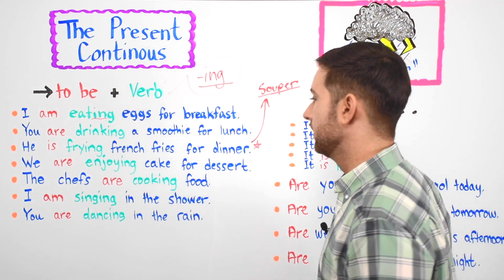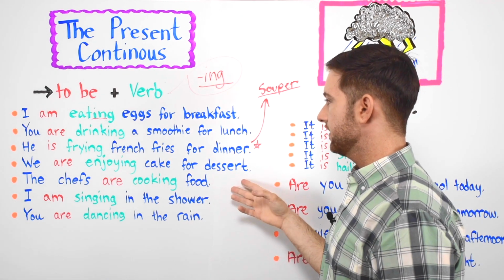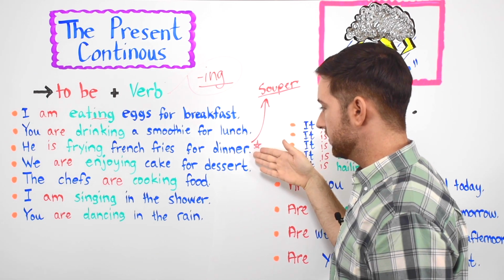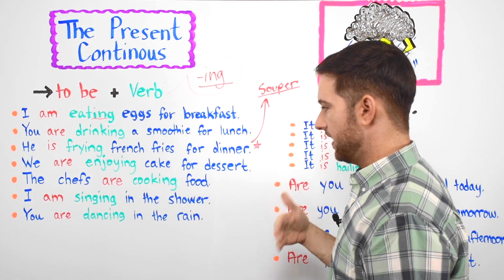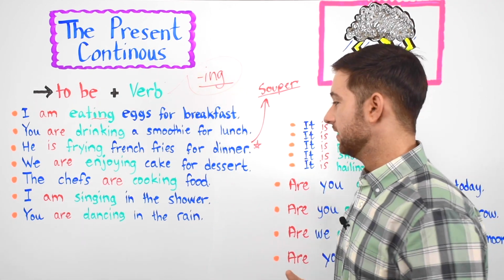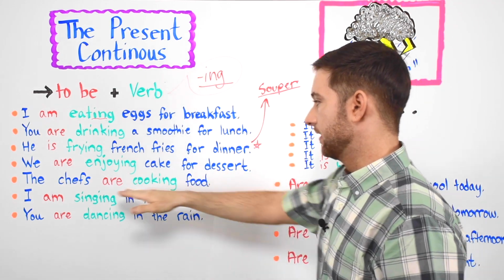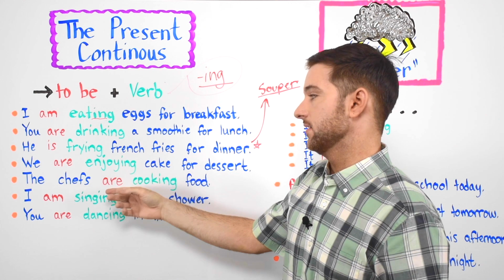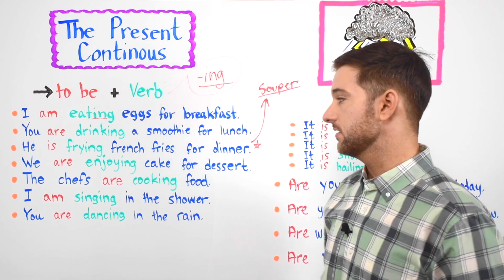You can hear that. And then next we have, we are enjoying cake for dessert. Okay, so the first meal of the day is breakfast, and then lunch at noon, and then dinner in the evening or at night, and then dessert. Dessert is like cake, ice cream, pie, something sweet, a lot of times chocolate. So breakfast, lunch, dinner, and then dessert. We are enjoying cake for dessert, like we are eating cake for dessert and we really like it. To enjoy something means you really, really like it. Okay, it tastes very good, it's delicious.